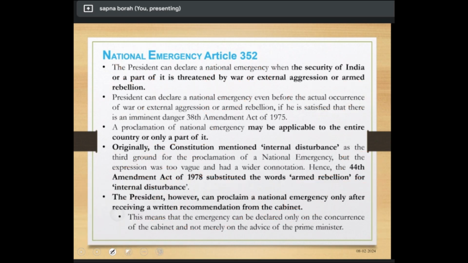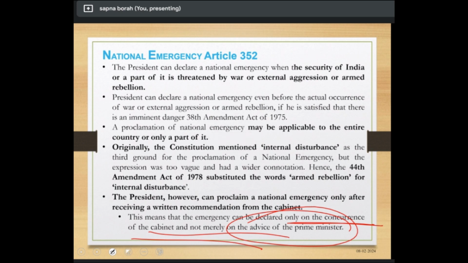And that too is discretionary, that the president can declare the emergency even before the event. Even if it has not happened, the president can declare. But again, there should be a written recommendation. This is a very important keyword. Please remember, a direct question may come. This means that the emergency can be declared only on the concurrence of the cabinet, not merely on the advice of the prime minister. This is also important.